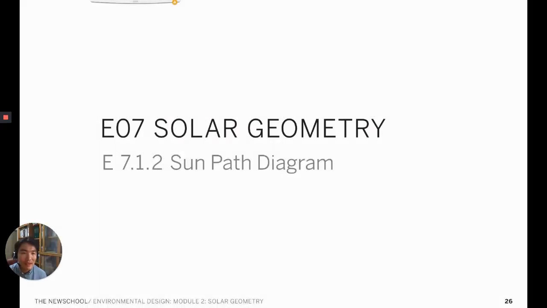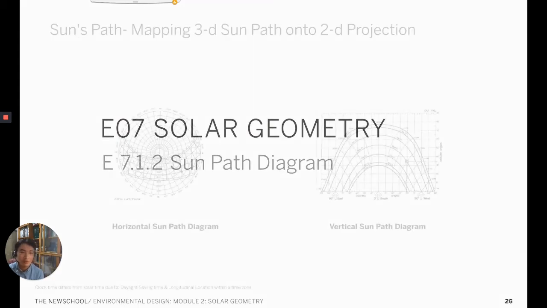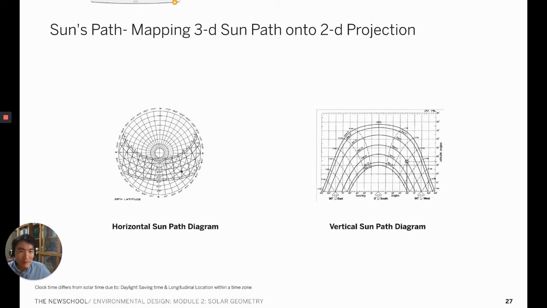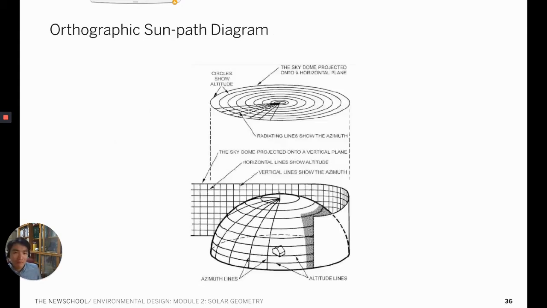Using the sun path diagram, we are capable of obtaining the sun path information that is particular to the site more easily. There are two different ways for mapping the sun path. One is vertical and the other is horizontal way of projections of the three-dimensional sky dome that we've been looking at. And for today's class, we will only look at the horizontal sun path diagram.